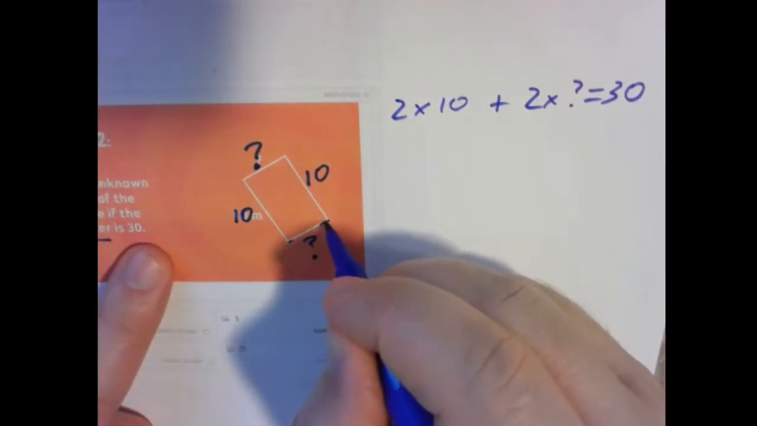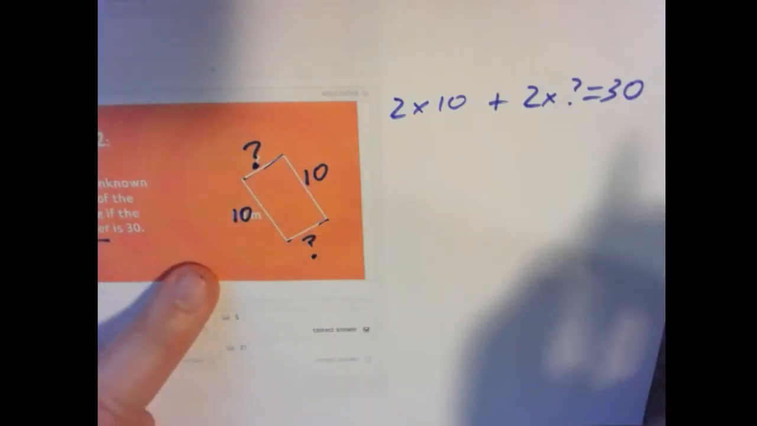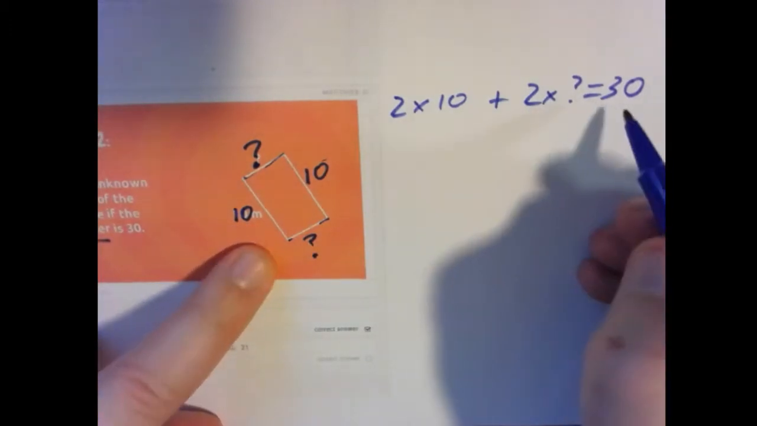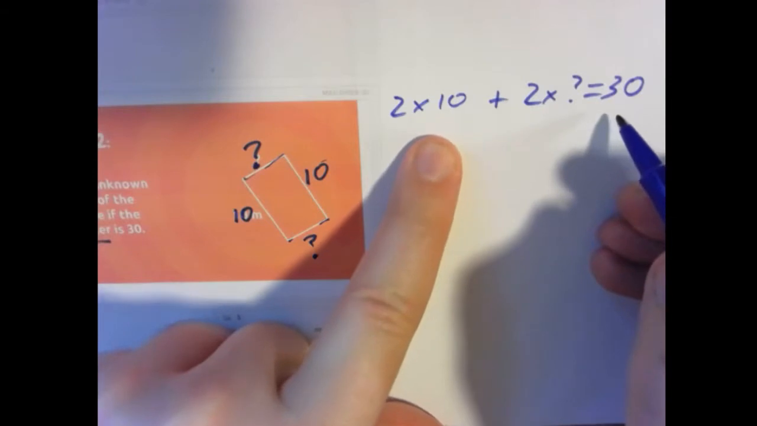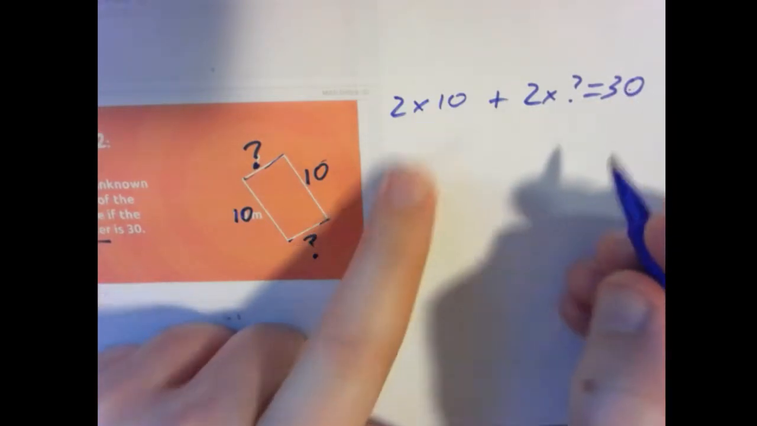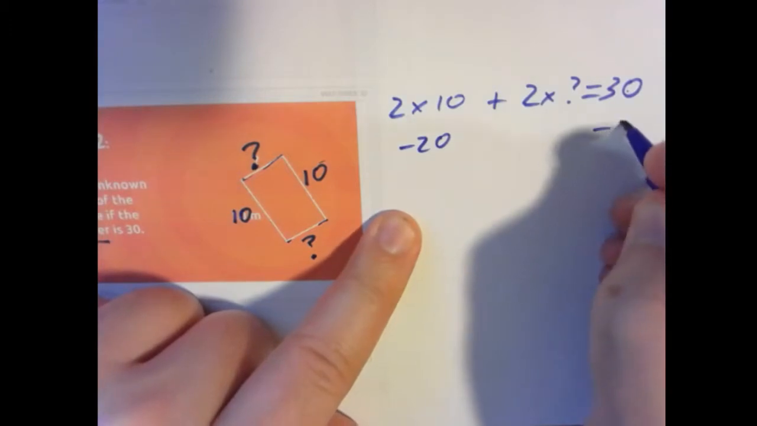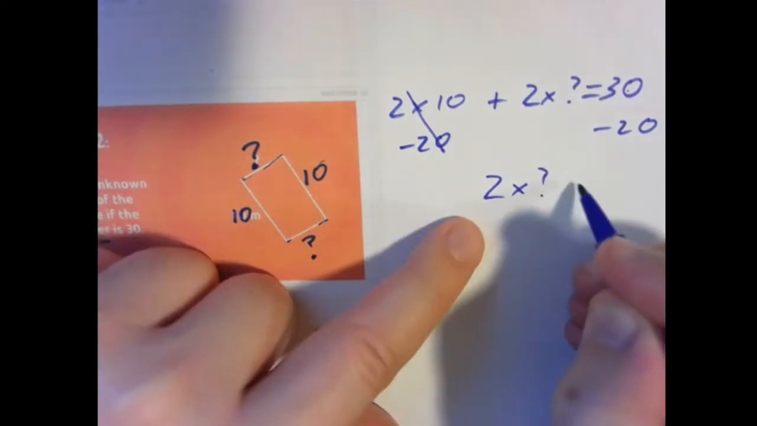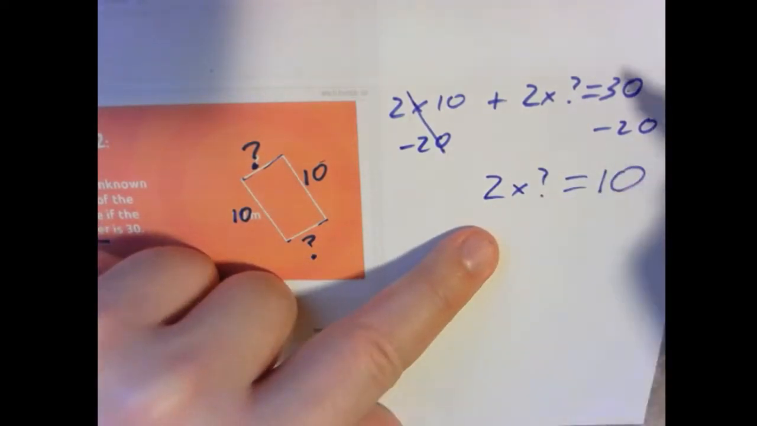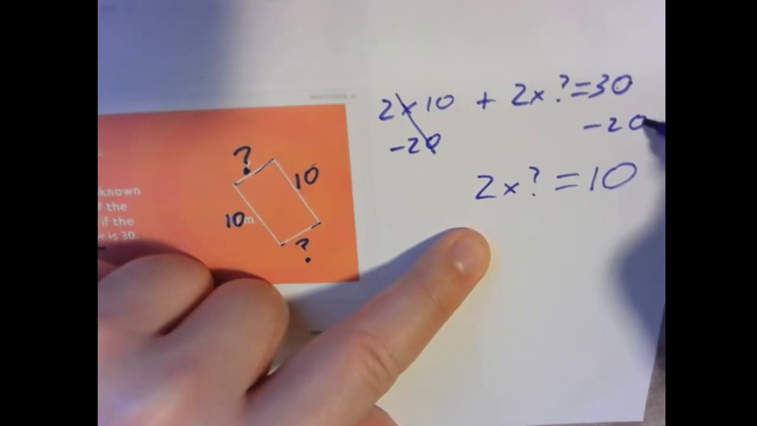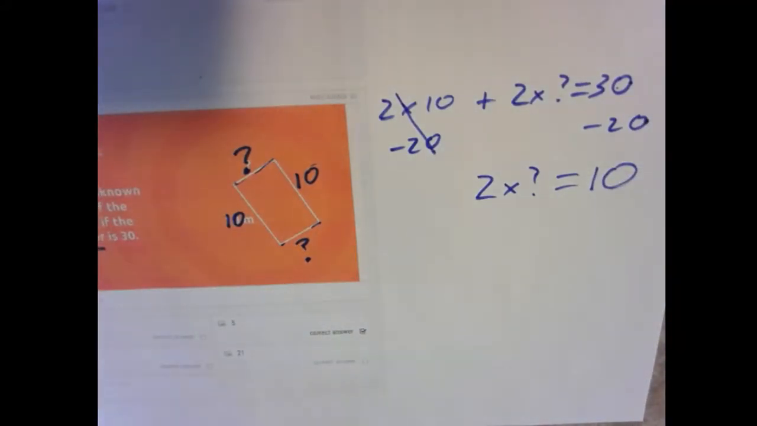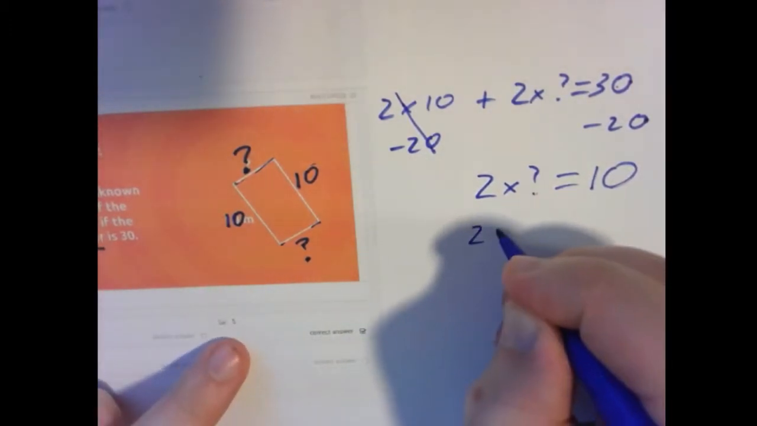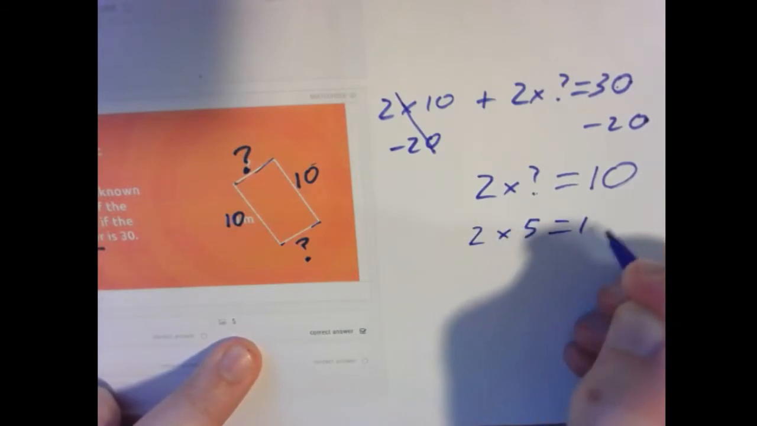What if we started to simplify it? So if this plus this plus this plus this makes 30, what if we got these 10s out of the way? So 30 minus 2 10s, 30 minus 20, we would have 2 times a question mark equals 10, right? Because we did 30 take away 20 to give us 10. Then we think 2 times what makes 10? Well, 2 times 5 makes 10, right?